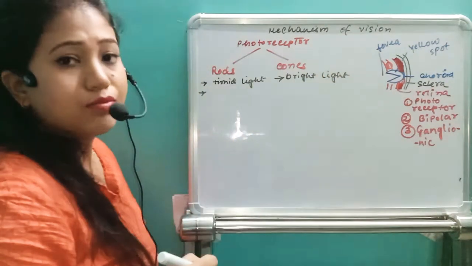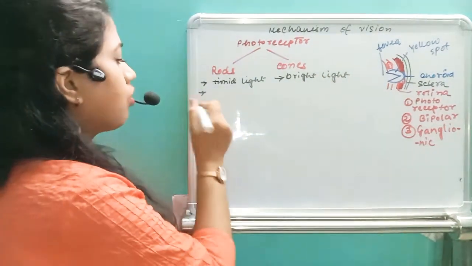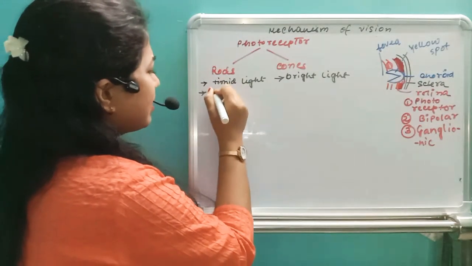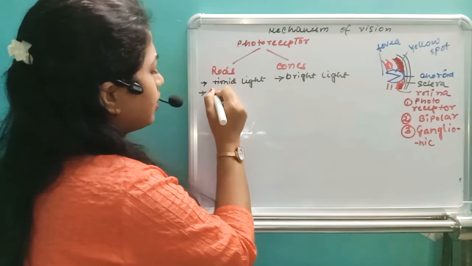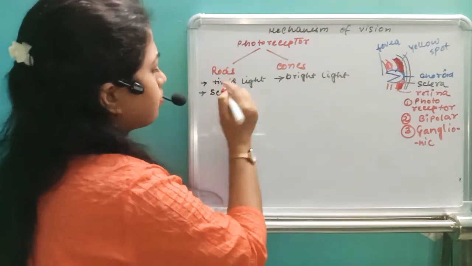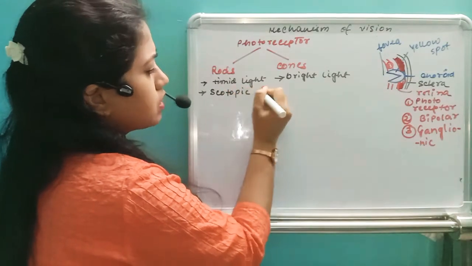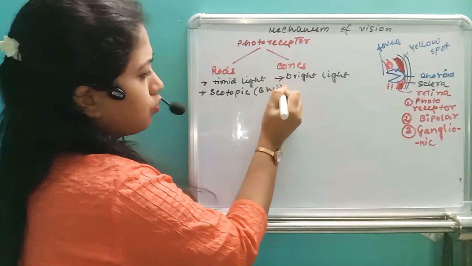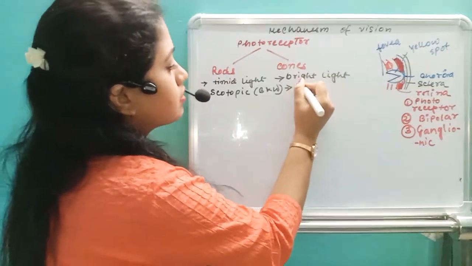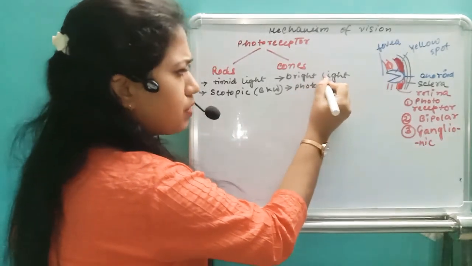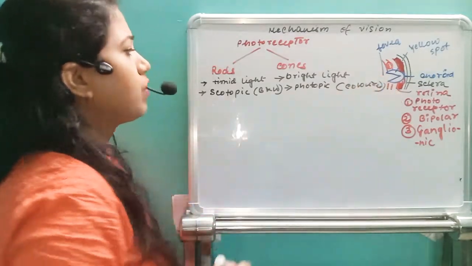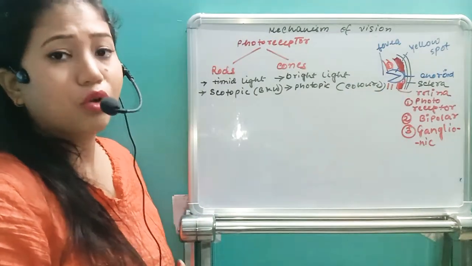Second thing, when it comes to the rods, they are sensitive, and they are going to give us the scotopic vision. Scotopic vision means black and white. And the cones are going to give us the photopic vision. Photopic vision means it is going to give us colored vision. So this is the second very important point.